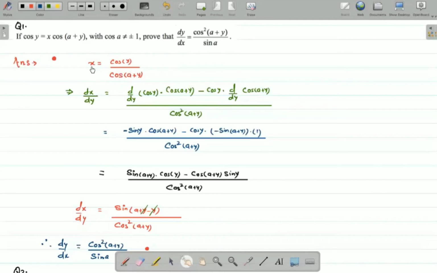Now, I will differentiate both sides with respect to y. So here, we have to apply the quotient rule. I will give you this. Now this minus will become plus. So I have written this term here, and now this is a format of trigonometry where we can see sine a into cos b minus cos a into sine b. So we can write the sine (a minus b) formula like this. Now we got the value of dx by dy. We take the reciprocal of this term, and we get the desired result.